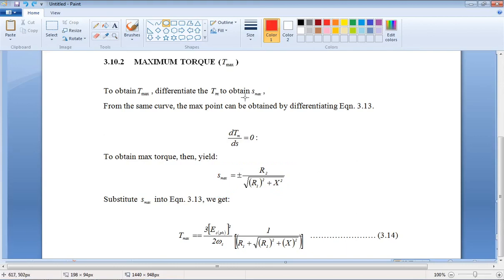The second method is by using this equation. This equation has been derived and simplified by substituting the equation of maximum slip into the equation of mechanical torque, and then we get this new equation. So we can straight away use this equation to calculate the maximum torque.